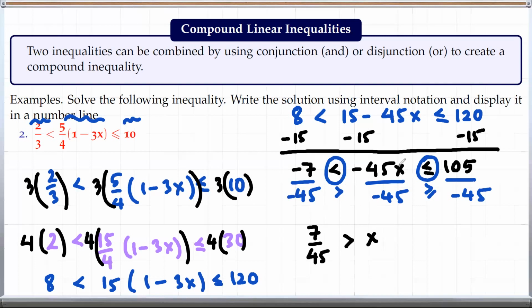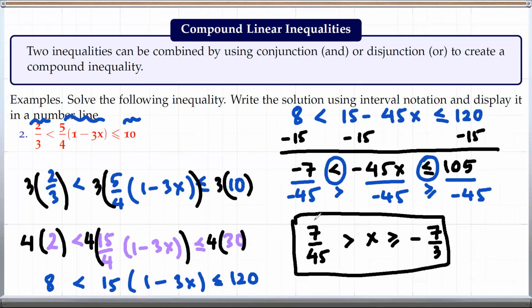We are left with just x in the middle, greater than or equal to 105 by 45. So that we can simplify a little bit. So this is the solution. X is between these two numbers.